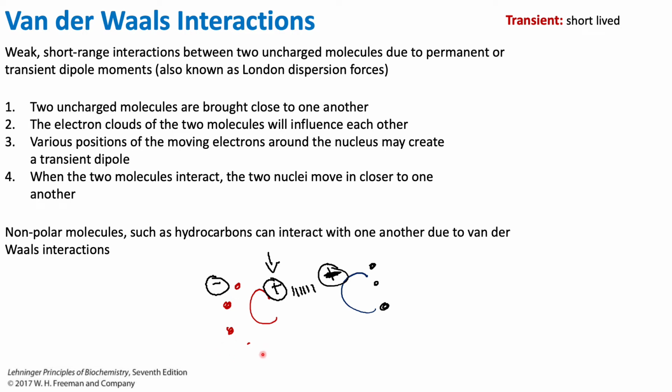What's important to note is that these interactions are very short-lived, and it's happening very quickly because these electrons are spinning very fast. And if the electrons are spinning very fast, we're getting these instantaneous dipole moments that are very short-lived. Therefore, that's why we call them transient. These types of interactions are very important for our nonpolar molecules, such as our hydrocarbons. This is how our hydrocarbons are able to interact with one another.